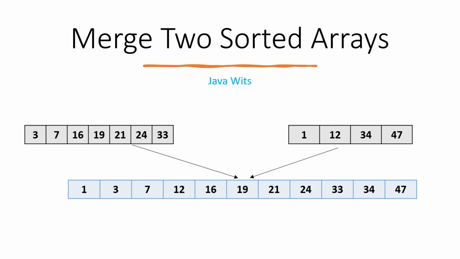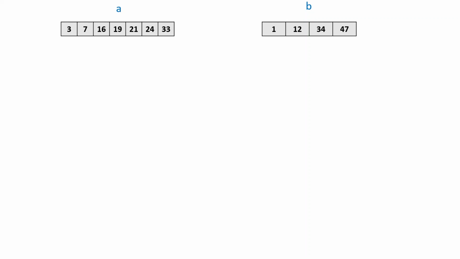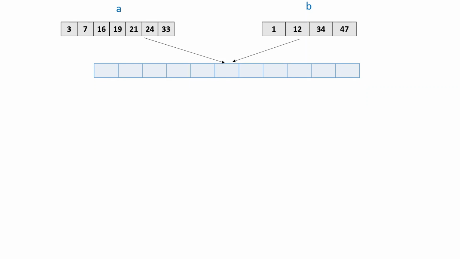Let's see. I have an array A, which is a sorted array with 7 elements, and array B, which is also sorted with 4 elements. I want to merge them into another array, C, whose length would be length of A plus length of B, which is 11.